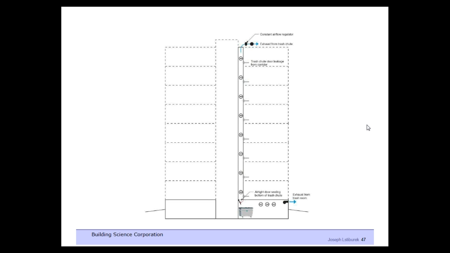Here's the trash chute. We have to have that at a fairly high negative pressure for obvious reasons, and the trash room itself has to be even more negative. And this requires compartmentalization. And one of life's ironies, the highest negative pressures in the tightest compartments need to be around our trash.